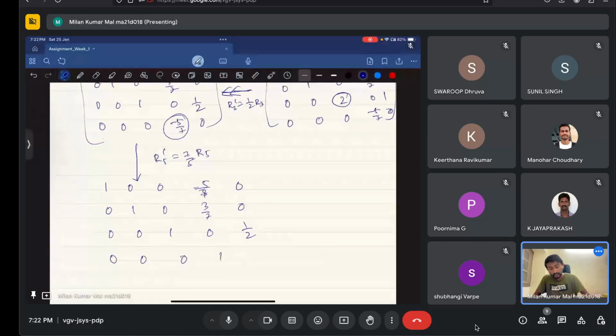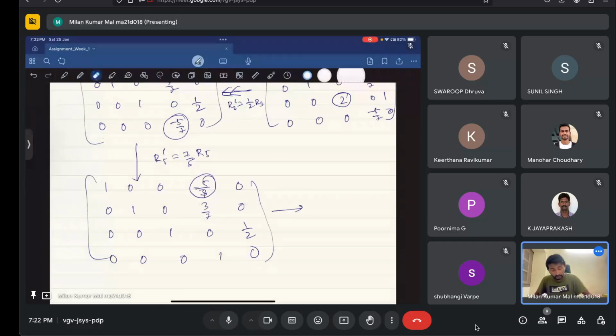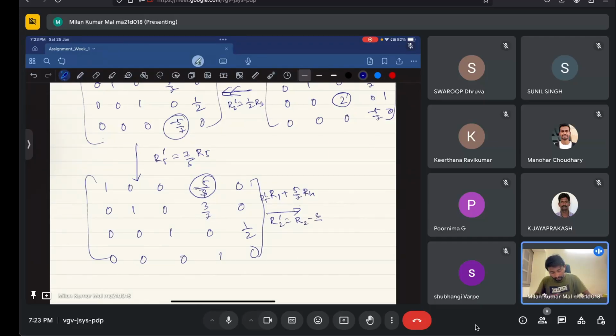This is the thing. Now we just need a suitable multiplication so that it will be 0. How to do that? Multiply row 4 by 5 by 7 and add it to row 1. This will be row 1 dash equals that, and row 2 dash equals row 2 minus 3 by 7 row 1.